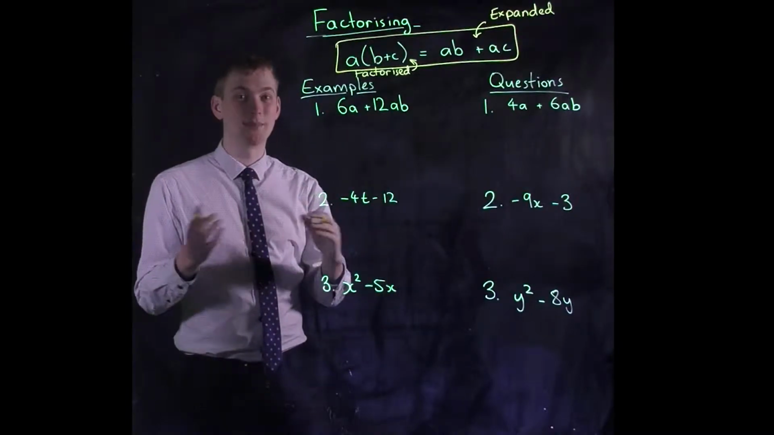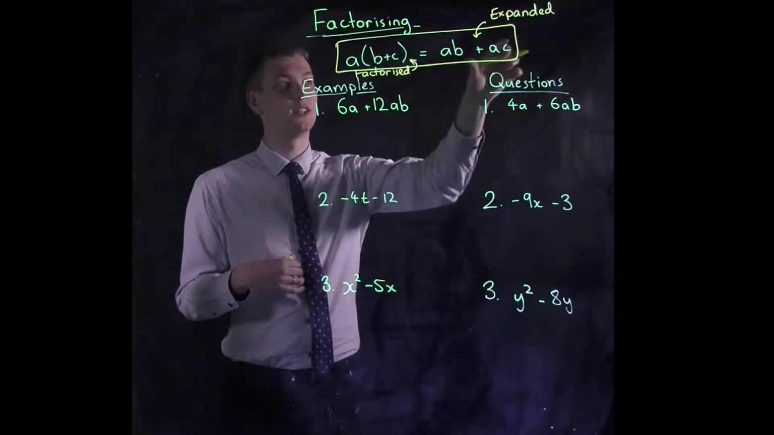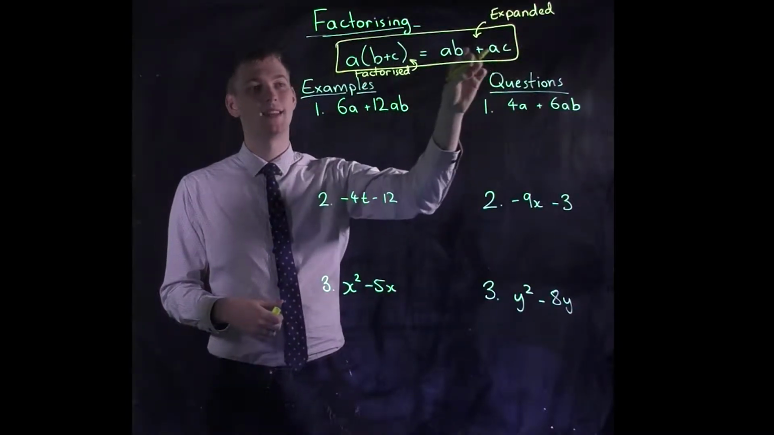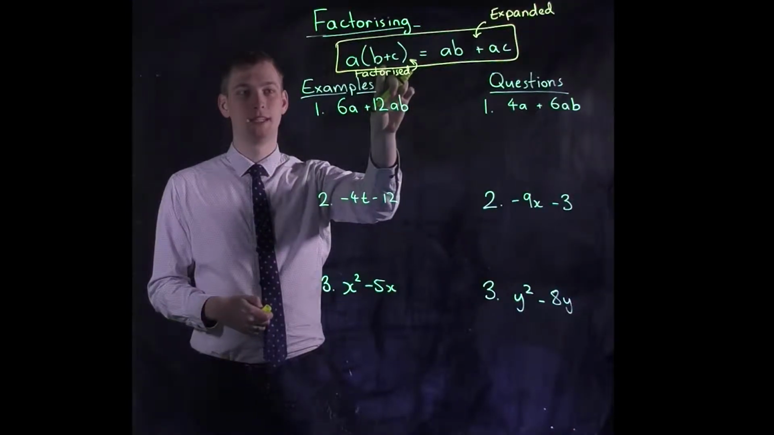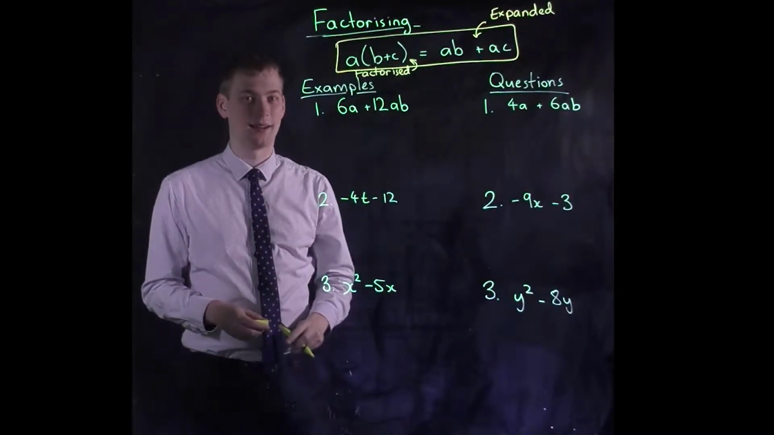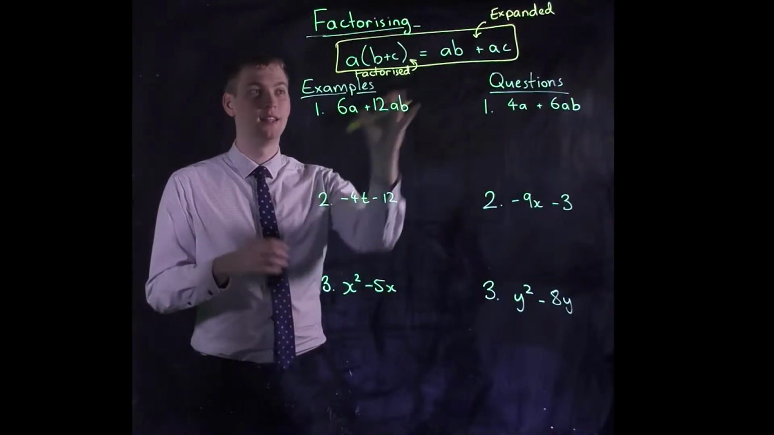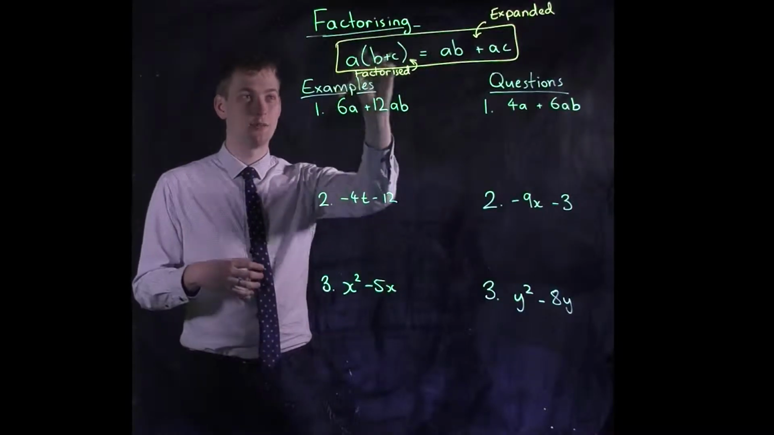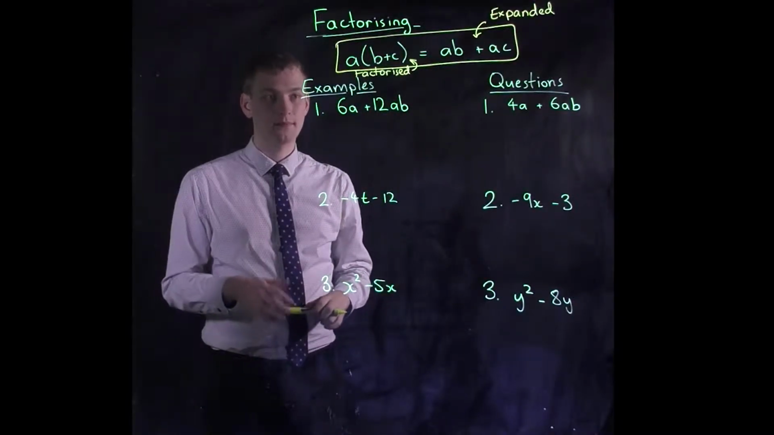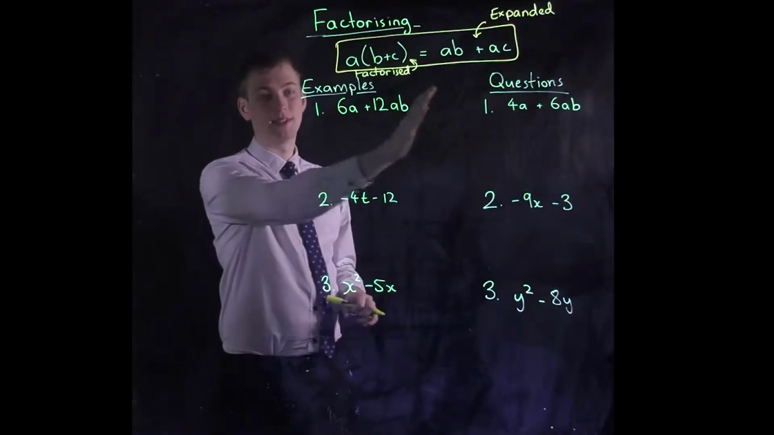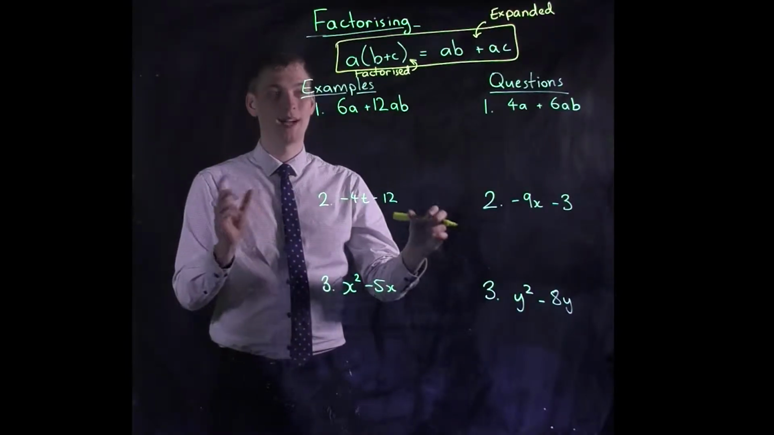So last lesson we were expanding the brackets. We were going from here to the expanded form. This lesson we're factorizing, so we're actually going back to the factorized form. So we're trying to get it to look something like that. This is something that's very important to remember, so make sure you've written that down, and we're going to go on to some examples. So here we've got some examples and again some questions, and they're quite similar.